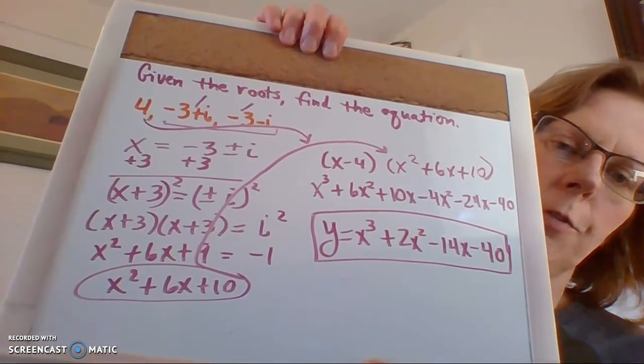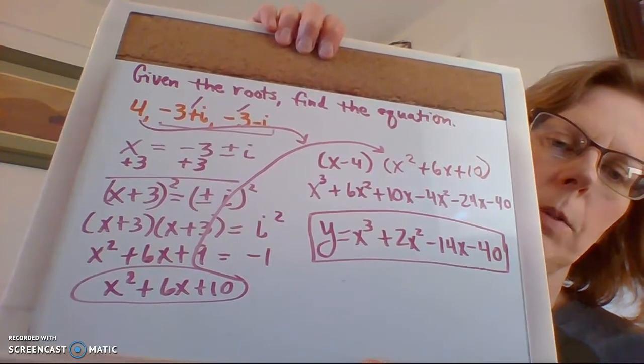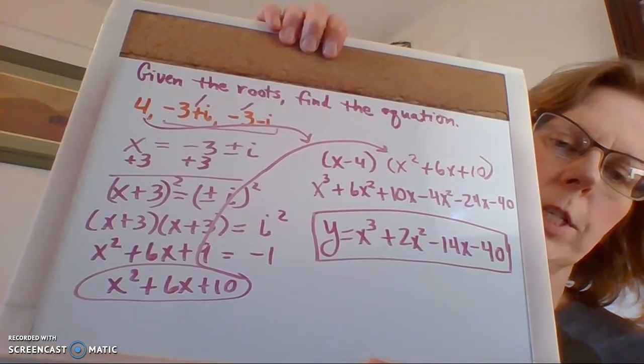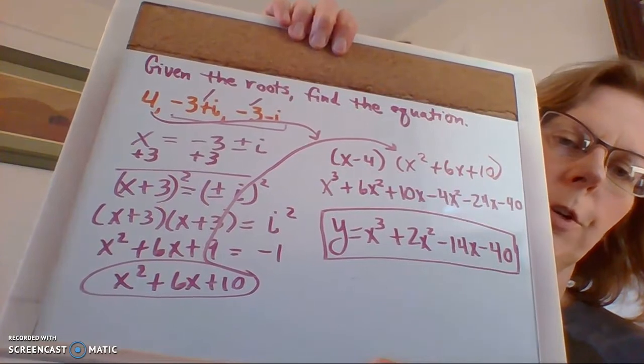So I went ahead and finished FOILing all of that and I ended up with y equals x cubed plus 2x squared minus 14x minus 40. There's another one for you to try out there.